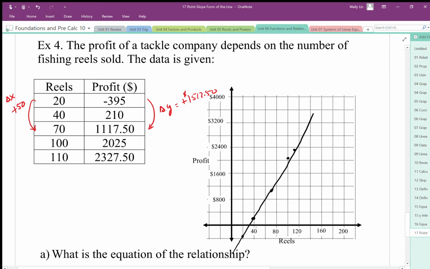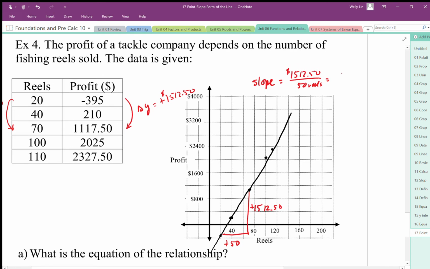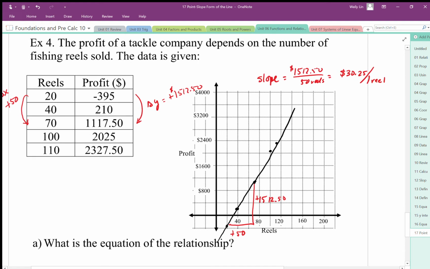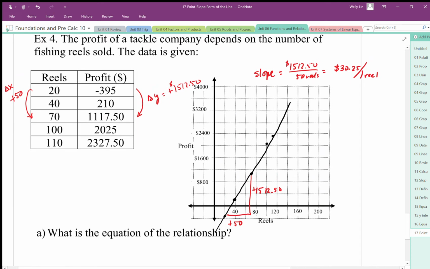I can show that between these two coordinates as well, so my slope is going to show up like that: 1512.5 over 50 reels. So my slope ratio, I'm going to simplify this. 1512.50 over 50 reels works out to be $30.25 per reel. Remember that's a unit rate. It's always been compared to 1. So I have my slope.